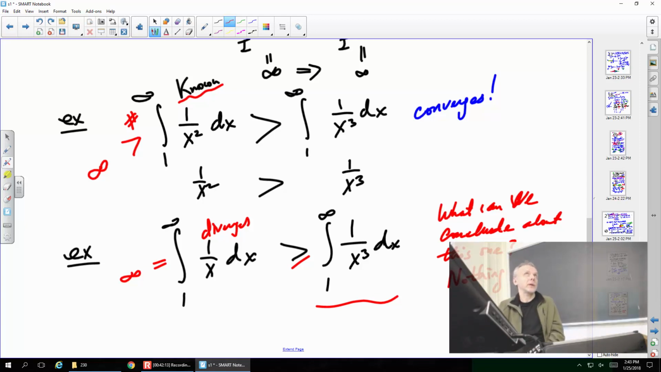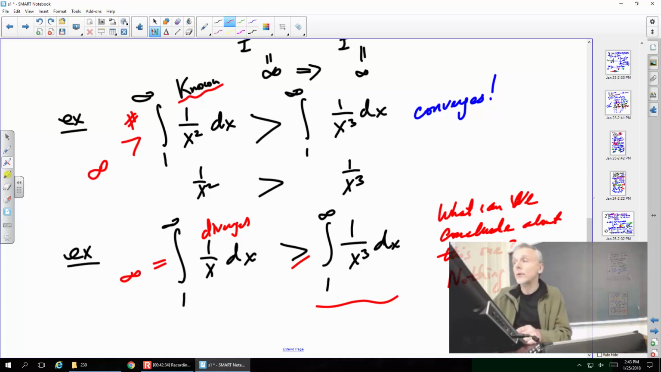So it depends on what you compare with. If you demonstrate that your function is less than a function whose integral converges, like in the first example, then you can conclude that your function also has a convergent integral. But if it is less than a function whose integral is divergent, like in the second example, then there is nothing you can say about it.